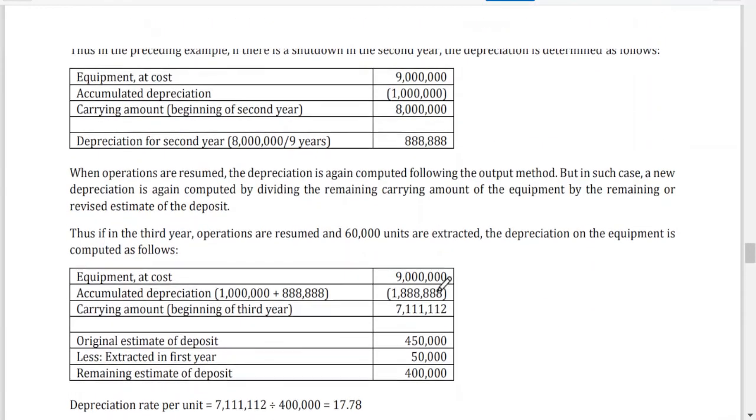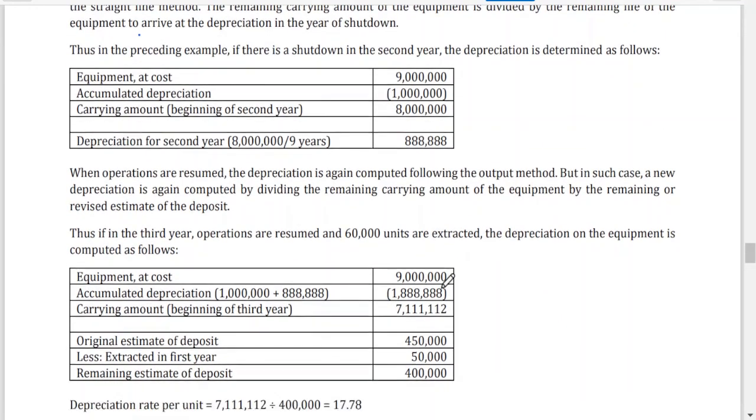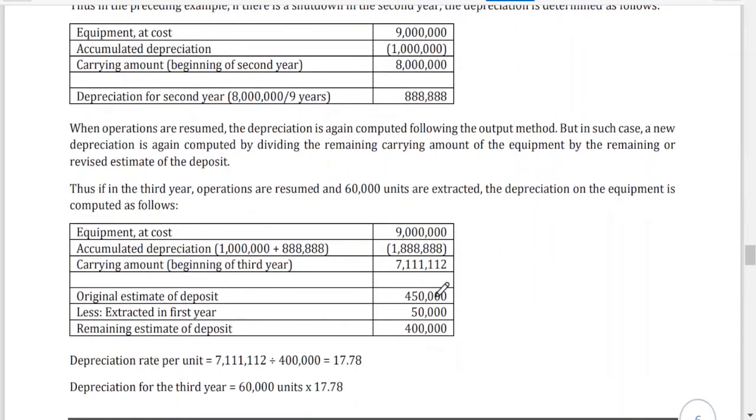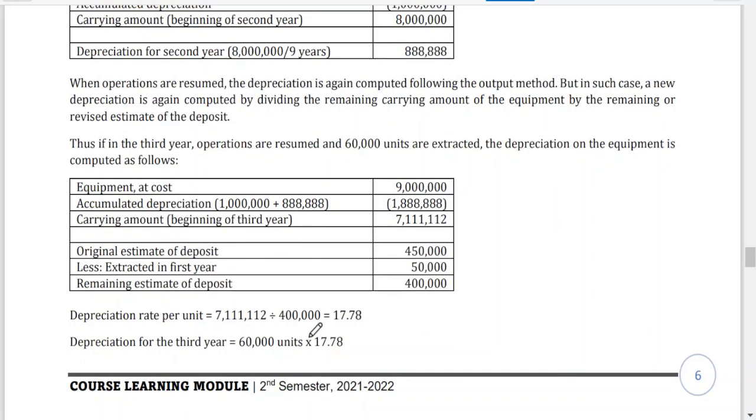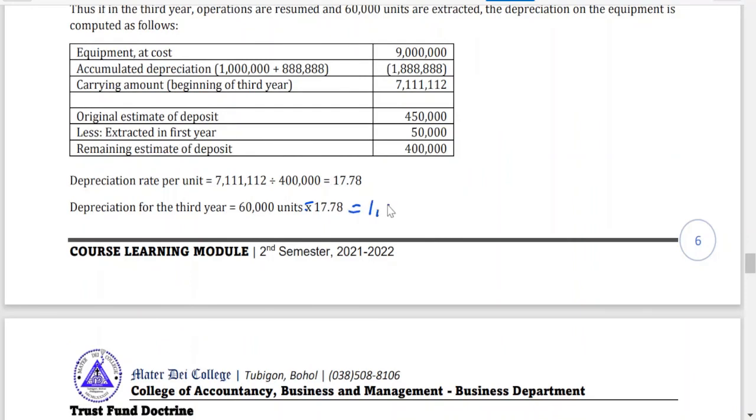Diba, originally there are 450,000 and we have extracted 50,000. Remaining deposit is 400,000. To get the depreciation using the production method, so 7,111,112 divided by 400,000 units times 60,000 units extracted. So that is equivalent to 1,066,800.